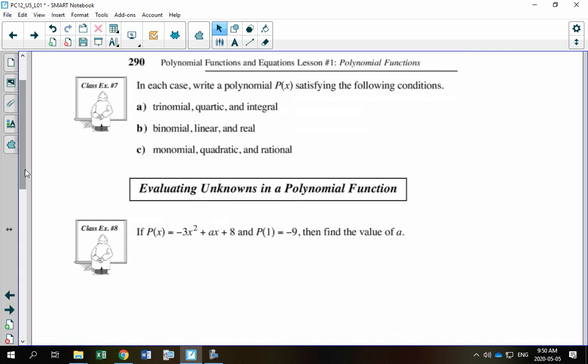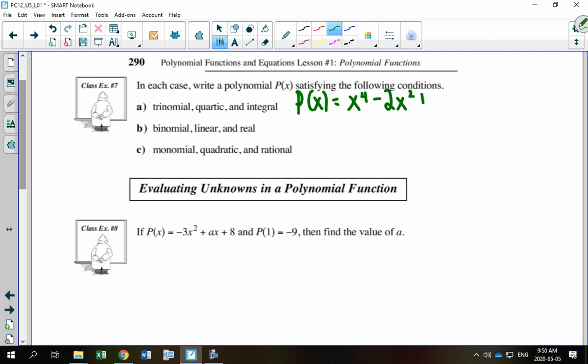Okay, so in each case, write a polynomial. This is pretty subjective, so I want a trinomial, so 3 terms, quartic, which means degree 4, and integral coefficients. So p of x is equal to x^4 minus 2x squared plus 10, right? So trinomial, 3 terms, quartic, degree 4, and integer coefficients.